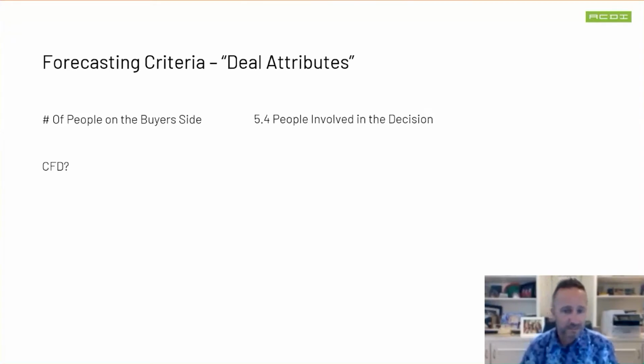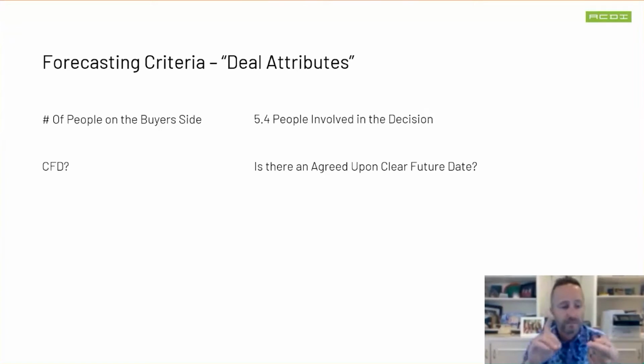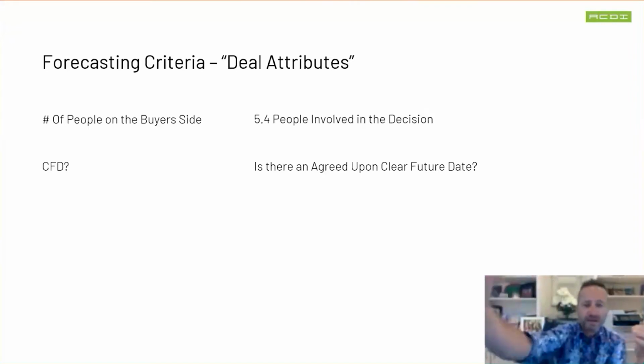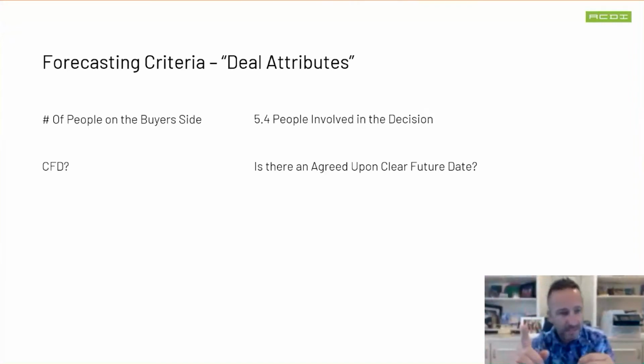Next part, CFD, clear future dates. If your deal doesn't have on the calendar an agreed upon clear future date, it may not be as legit. In other words, whether it's paperwork arriving in your inbox, a signing meeting where you're going to run over T's and C's, or a project deployment discussion with key stakeholders, what is the next agreed upon clear future date?